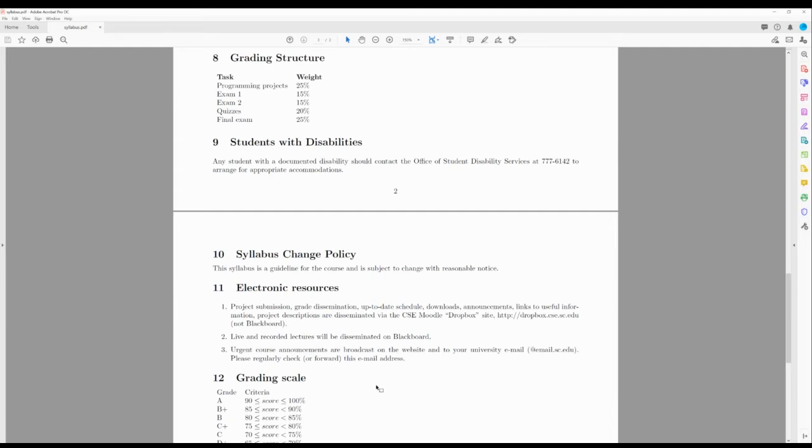Section 11 has the electronic resources. As I mentioned, and I'll say it again, even though this might seem repetitive, we'll be using Blackboard for the live and recorded lectures. Moodle is for everything else, so we'll have all our downloads on there and such.